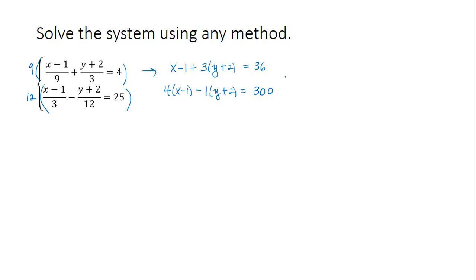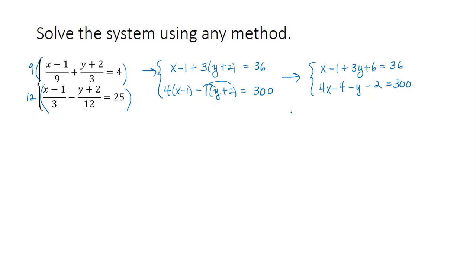So we'll go through one more step to simplify these to get rid of the grouping symbols. So our system is equivalent to x minus 1 plus 3y plus 6 equals 36. And the second equation is 4x minus 4 minus y minus 2 equals 300. Be careful about the distributing.